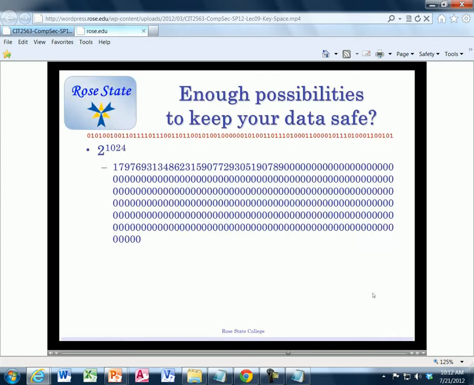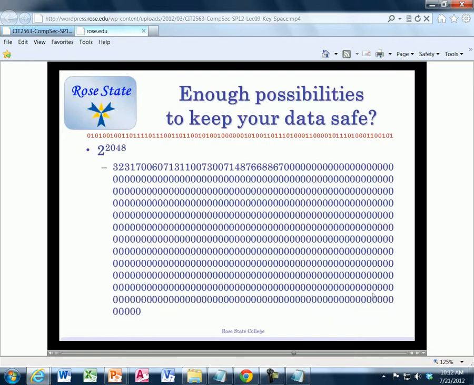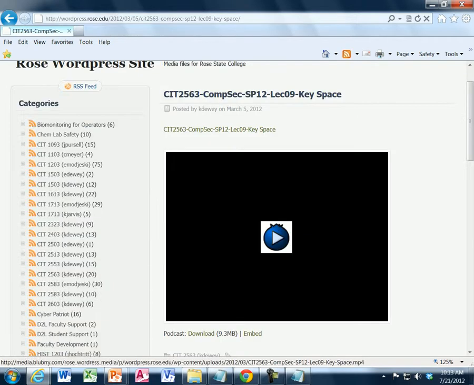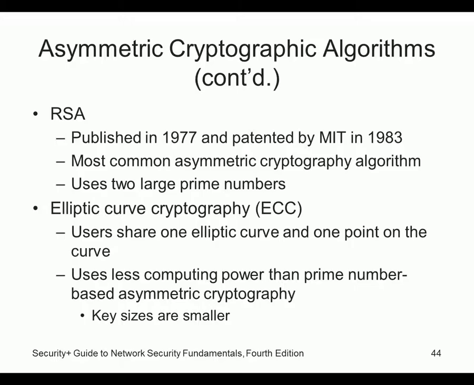And there we go, 2048. So that is the key size of the D2L system at Rosate. What that means is there's that many different possibilities. That's pretty crazy. So you think that's pretty good encryption? Sometimes people say, "Oh, it's only 1024," or "it's only 2048." Look at all those different possibilities. It's crazy. All right, so that's in the lectures up there if you want to watch the whole thing, called key space.